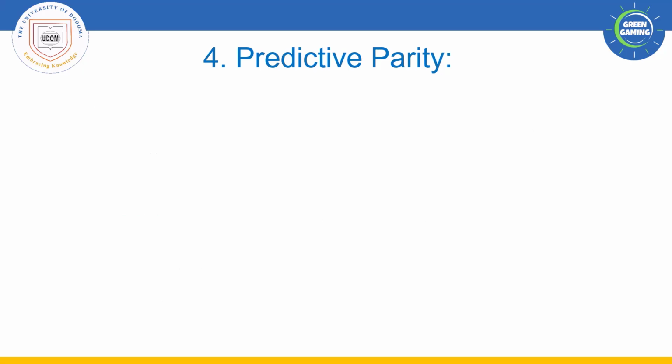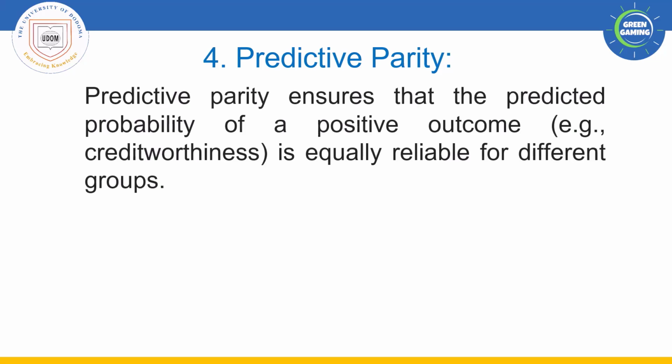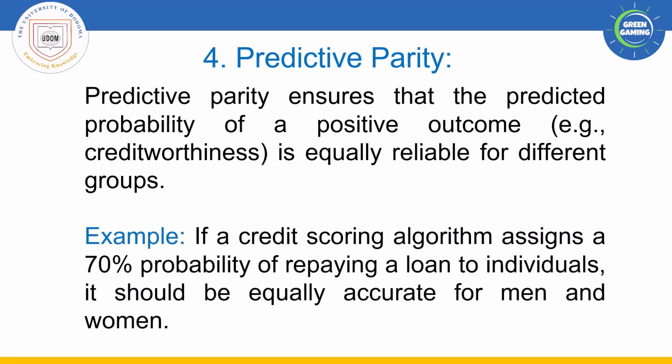Also, we have predictive parity. Predictive parity simply says that the reliability of a predicted outcome should be equally accurate for all groups. The predicted probability of a positive outcome should be equally reliable for all different kinds of groups. That is what we call predictive parity. For instance, if a credit scoring algorithm assigns a 70% probability of repaying a loan to an individual, it should be equally accurate for men and women. So that's what we call predictive parity, right?